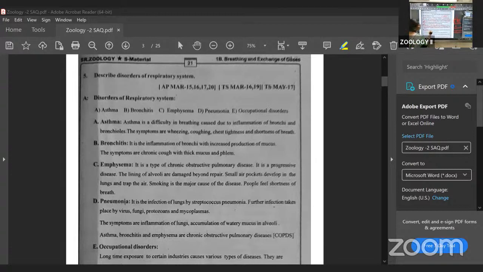Next, it is an infection of the lungs by Streptococcus pneumoniae. Further, the infection also takes place by viruses, fungi, some protozoa and mycoplasmas. This one is about pneumonia. Pneumonia is caused by infection, mainly Streptococcus pneumoniae. See here, asthma, bronchitis, and emphysema are the chronic obstructive pulmonary diseases. These three are the chronic obstructive pulmonary diseases. Next, we are going to discuss occupational disorders.